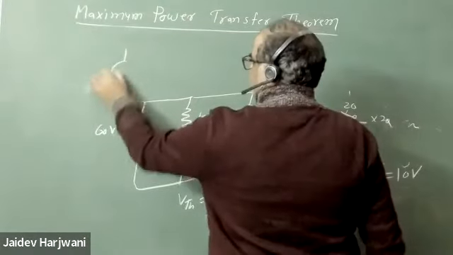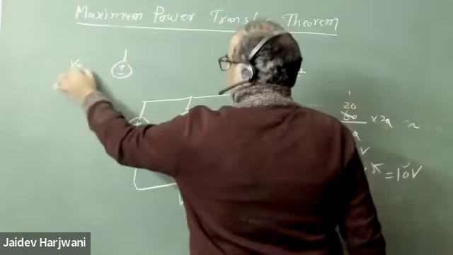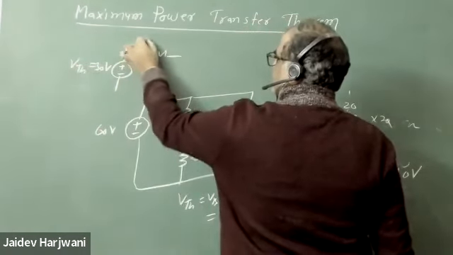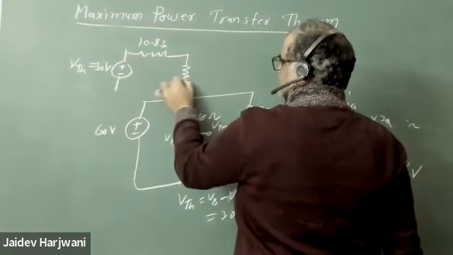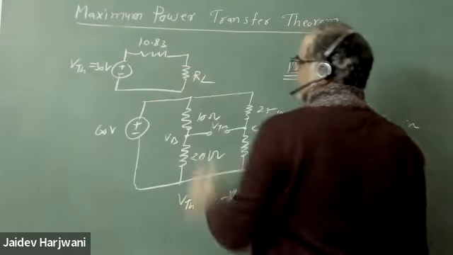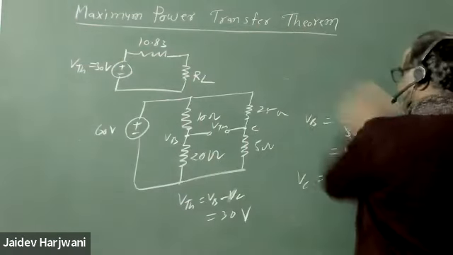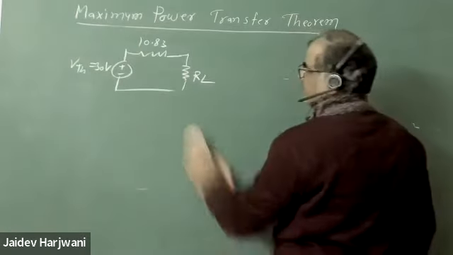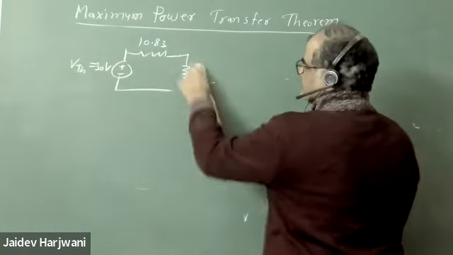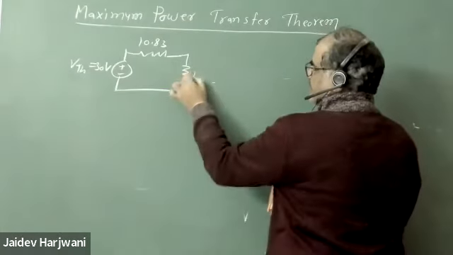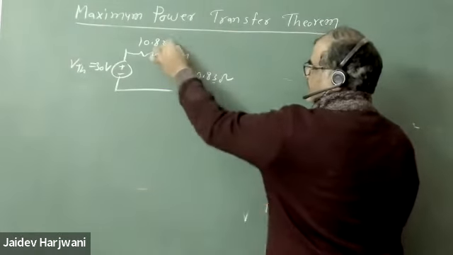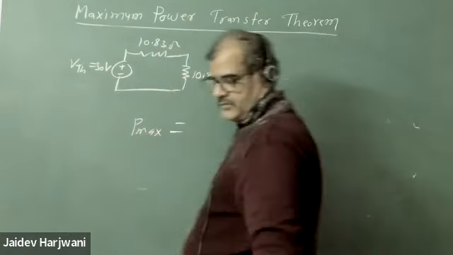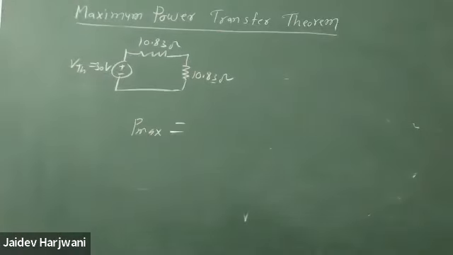So I have V Thevenin is 30 volt, R Thevenin is 8.83, and here I was having RL. So for maximum power transfer, I can write RL equals R Thevenin. So you can put this as 10.83 ohm, 10.83 ohm. Now please find how much P max is coming. Let me know how much is coming.